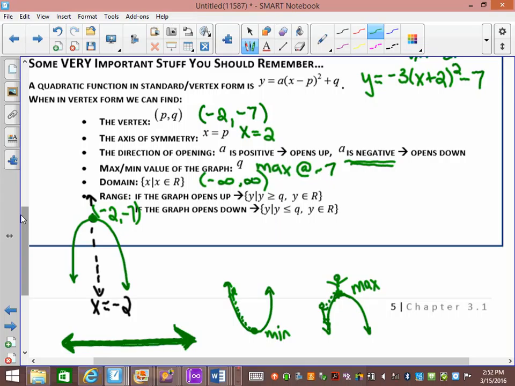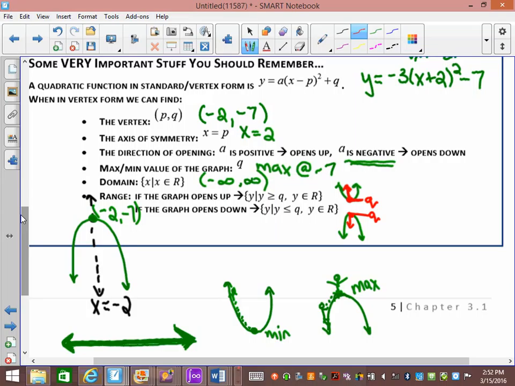The range is a little harder because it just depends on if it opens up or down. If it opens up, my range is going to be y is greater than whatever my q value is, because whatever my q value is, that's the lowest it can be, or higher. So y is greater than or equal to my q value if it opens up. If it opens down, my range is y less than or equal to q. And we'll do interval notation when we do some examples on the next page.